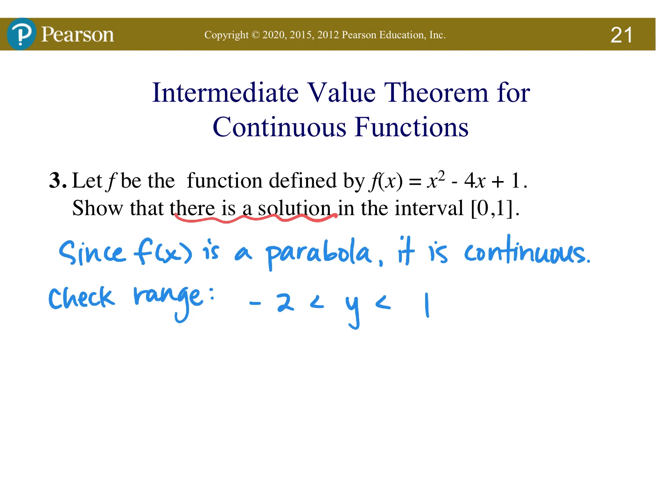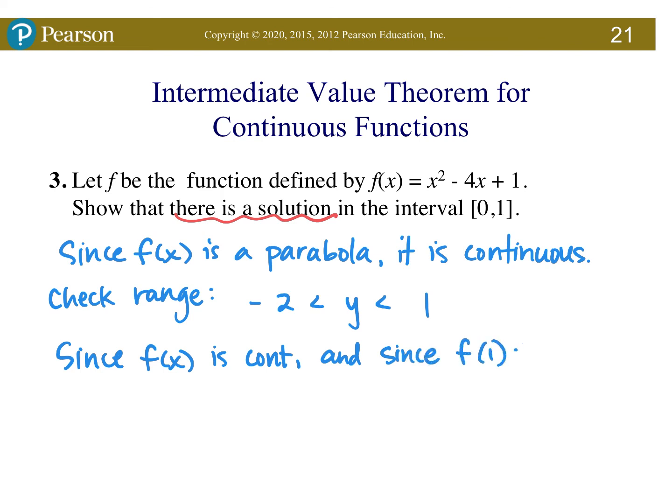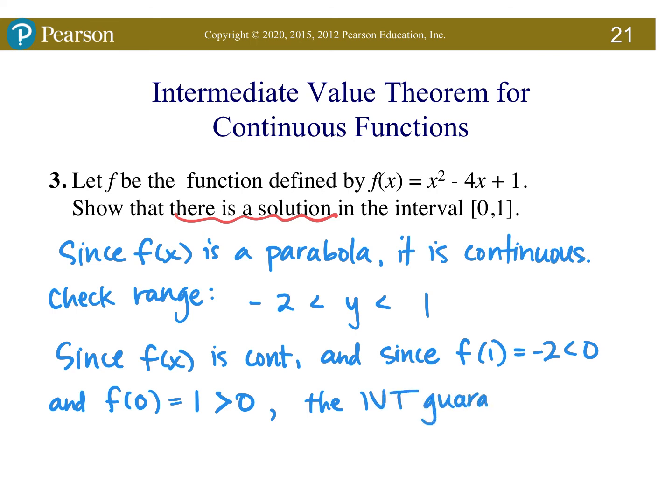It could be. Okay. So since f of x is continuous, and since f of 1 equaled -2, which was less than 0, or you could say since 0 is between -2 and 1, that would be another way, and f of 0 equaled 1, which is greater than 0, the IVT guarantees a solution, or you could call it a 0, or you could call it a root. Any of those words are all synonymous to each other.